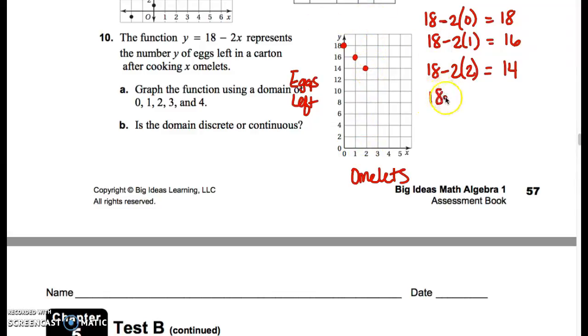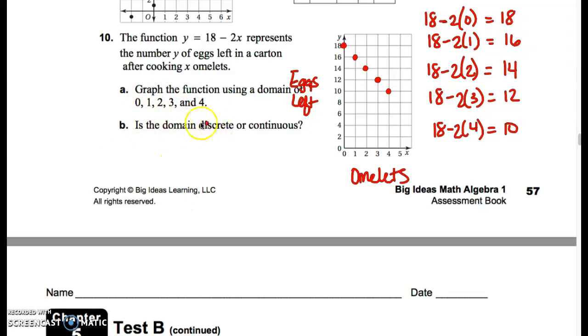Plug in 3. 18 minus 2 times 3. So 18 minus 6 is 12. And then lastly, plug in 4. So 18 minus 8 is 10. So there's my graph. I covered all the domains they wanted me to use, all the x values.